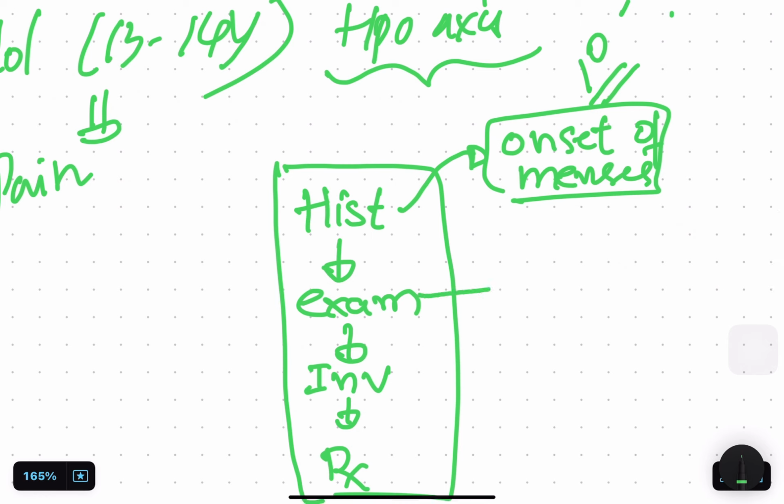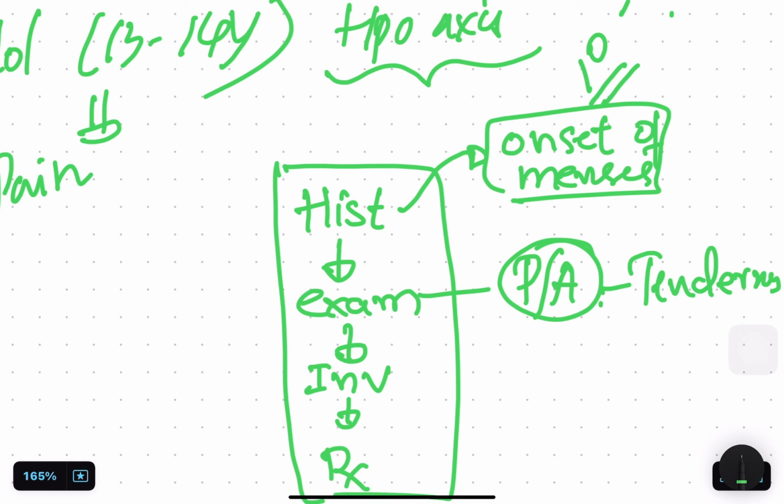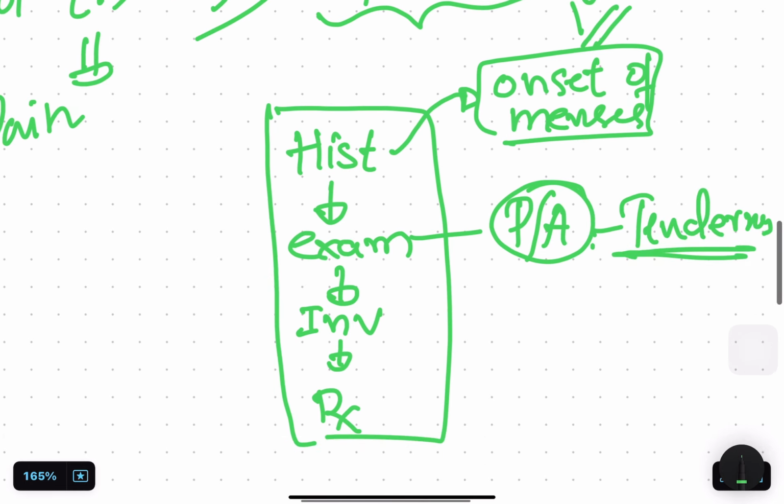Then what do you think? Examination as such, you can just go with your general physical examination, no positive findings, but per abdomen you might find tenderness in a few cases. That's it. Investigations, again, in primary dysmenorrhea, there is nothing to do. In the primary healthcare approach, you just give some medication first.